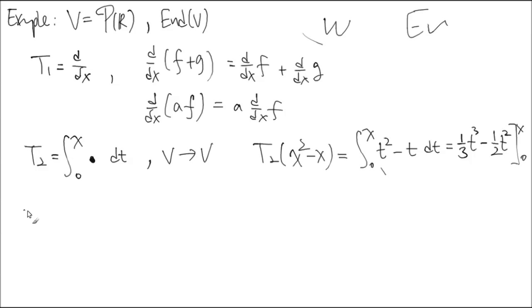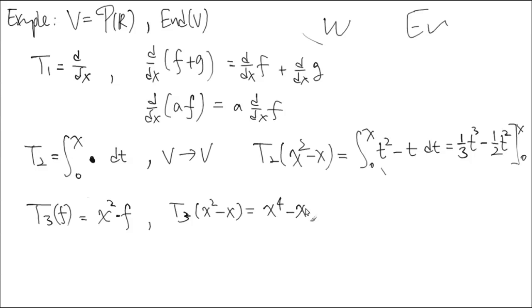All right, how about this T3, which is x squared times f? You better write it in this way. If I give you a polynomial f, you multiply x squared in there. So, for example, if I give you x squared minus x, what is the T3 map? You multiply by x squared, so it's x to the 4th minus x to the 3rd. You see that? That's a polynomial. Why is this linear? It is actually linear. All right?